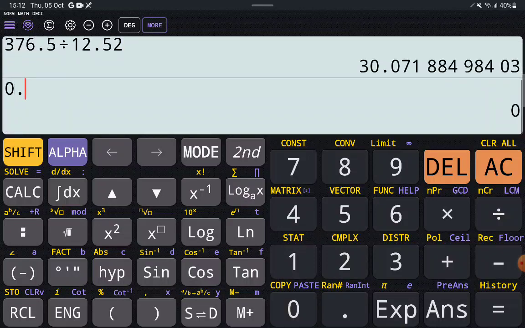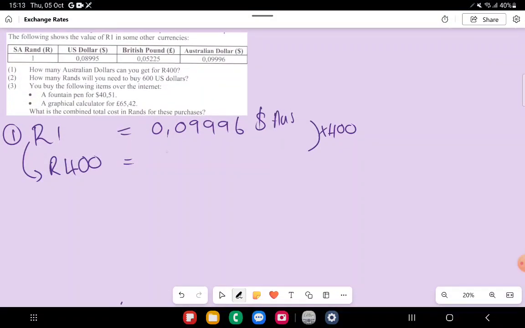0.09996 times 400, 39.984. So that becomes 39.984 or 39.98 Australian dollars. That's question number 1. Question number 2 says, how many rands do you need for 600 US dollars?